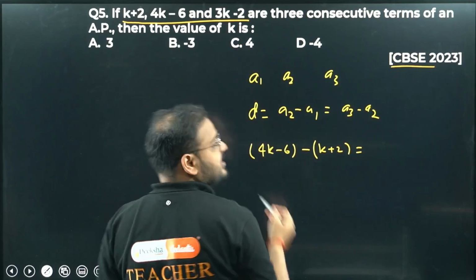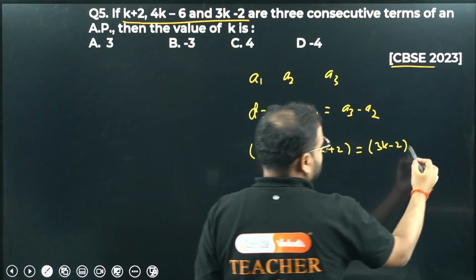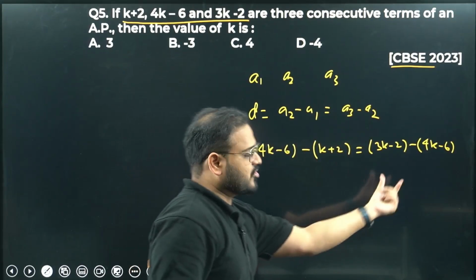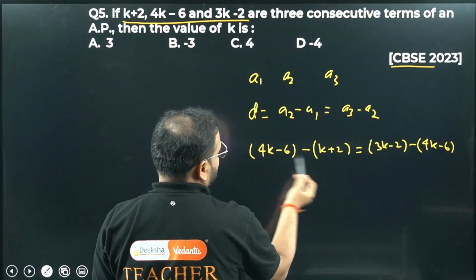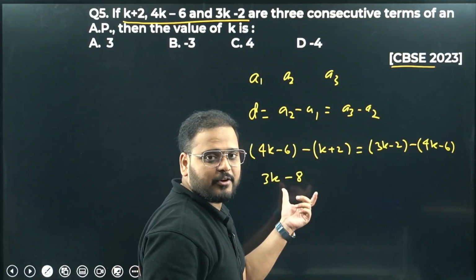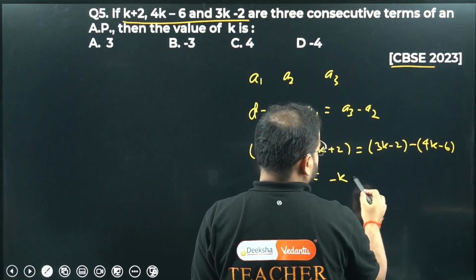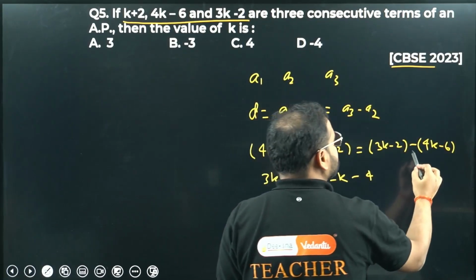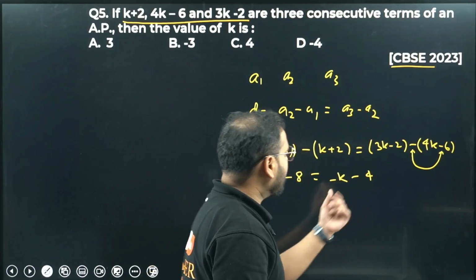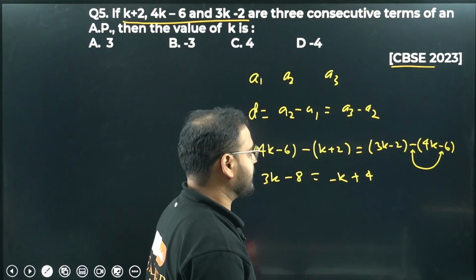In the same way A3 is 3k minus 2 minus (4k minus 6). Right? Check now. A2 minus A1, A3 minus A2. Can I subtract? 4k minus k is 3k, minus 6 and minus 2, so minus 8. Please check and verify your subtraction. 3k minus 4k is simply minus k, minus 2 plus 6 is simply plus 4. How come plus 6, sir? This minus sign with this minus sign makes positive. So plus 6. Minus 2 plus 6 will be plus 4.